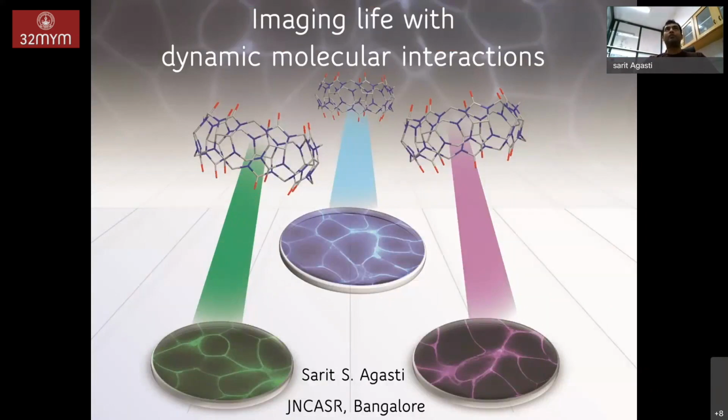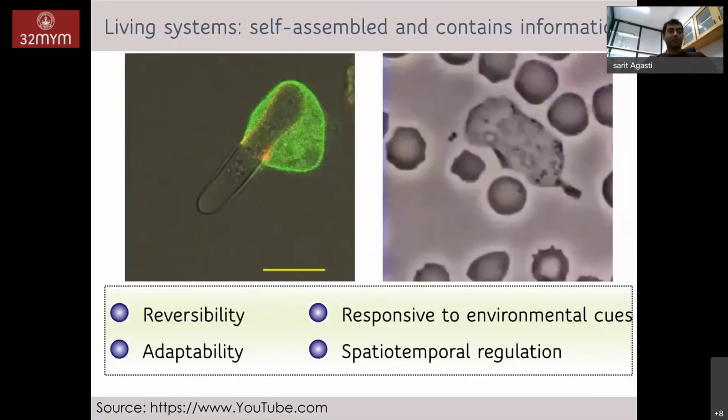So today I'm going to talk to you about a few interesting approaches that we have designed in our lab to image life, meaning biological systems, molecules, things which move, by using chemical approaches, which are designated as dynamic molecular interactions. Before I go into details, I will talk to you about what the inspirations are, where we actually take these ideas from.